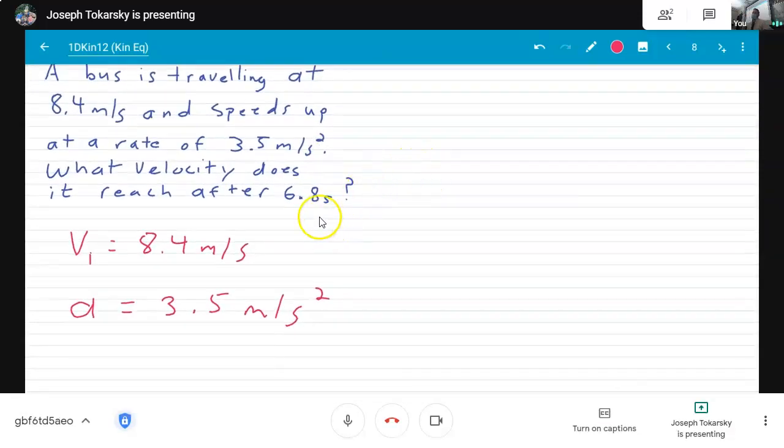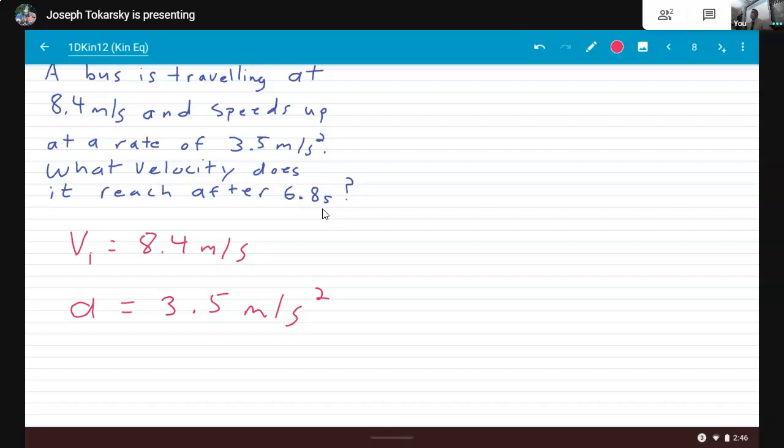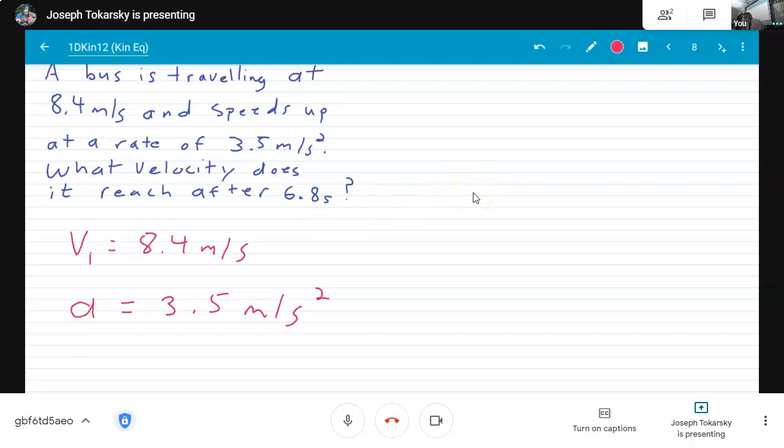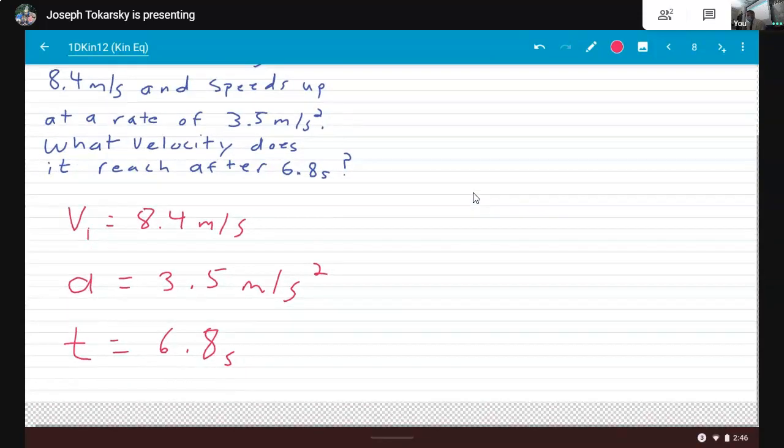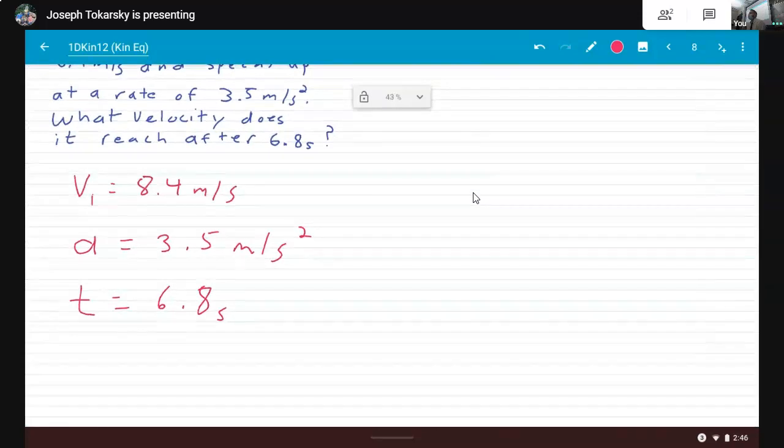And 6.8, that's an easy one. It's obviously what? Because it's in seconds. That's our what? Time, right? And what is it asking me to find? What's the unknown? Right. At what velocity does it reach? Well, we obviously have initial, so it can't be that. We reach the final velocity. That's what we're looking for. That's the unknown. All right.